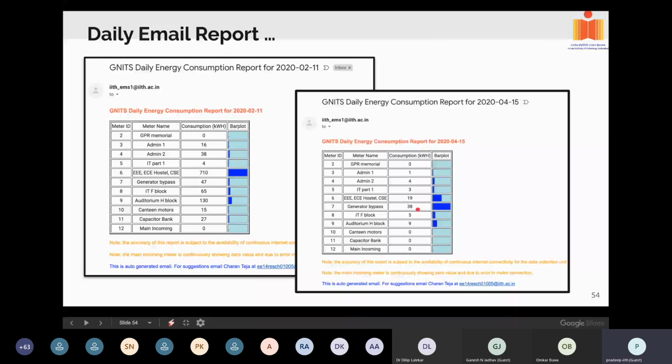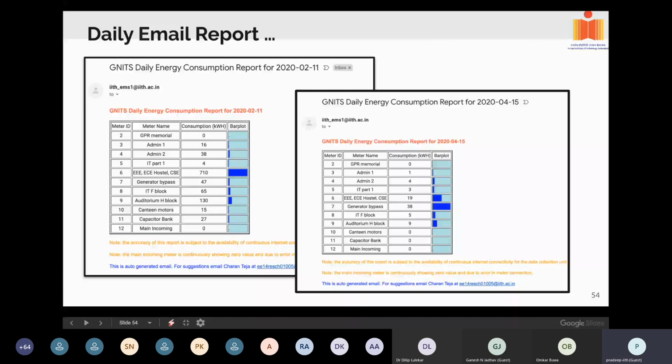Otherwise, if you go back to February, this is February 11th, 2020, the earlier one. On February 11th, again you can see 710 kilowatt hours of energy is consumed. So huge energy was consumed before the lockdown, and during the lockdown suddenly energy has reduced. So like this you can generate daily reports. In fact, right now also, automatically every day the college management receives this report based on the meters that are installed.